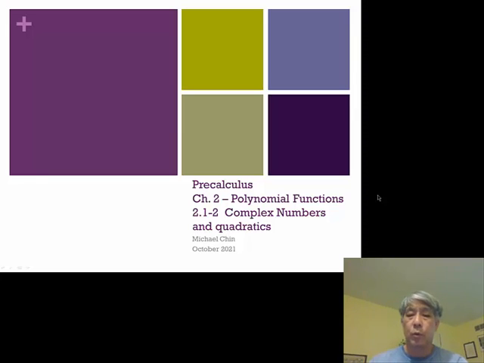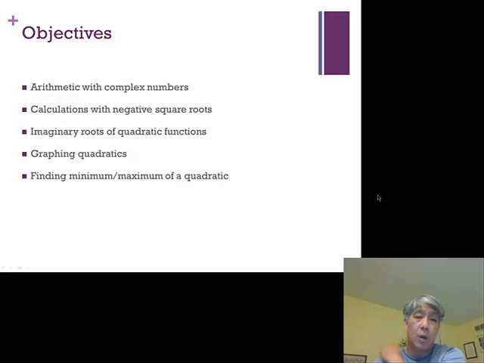This unit starts Chapter 2, in particular sections 2.1 and 2.2, which talks about complex numbers and quadratics. Our objective in this lecture is to basically deal with arithmetic using complex numbers and reintroduce complex numbers. You should have covered that in previous math classes, but we'll cover it again. This is going to be important because we're going to run into imaginary roots of quadratic functions and other polynomials. And after that, we're going to talk about graphing quadratics and finding the minimum and maximum of a quadratic.